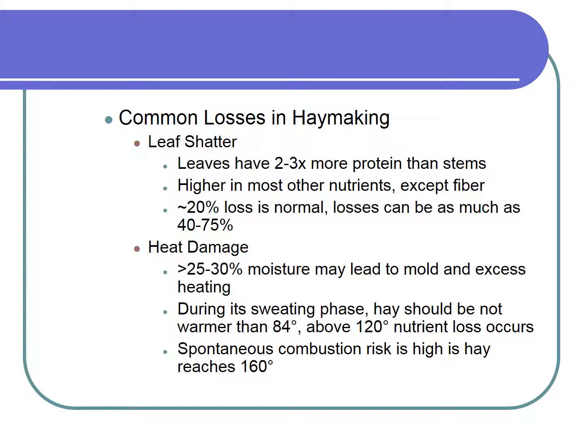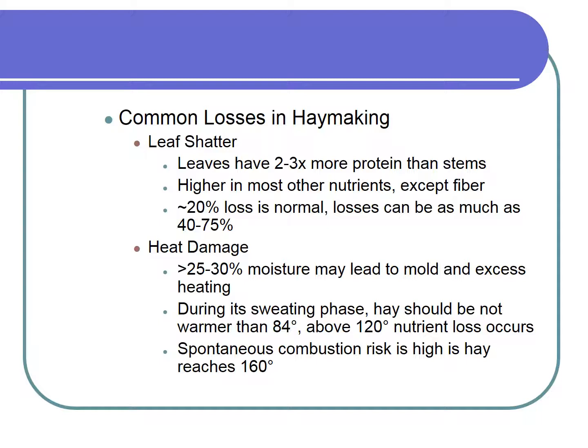So, some common losses out there. You talk about leaf shatter, and lots of my guys over the years that make hay are surprised that sometimes we have 40 to 75% leaf loss out there. 20% is normal, but there are a lot of times where we're leaving half of the leaves, which provide the majority of the protein, in the field. So whenever you see guys out there baling and the dust is just flying, that's probably leaves flying away, and we let it get maybe a little bit too dry.